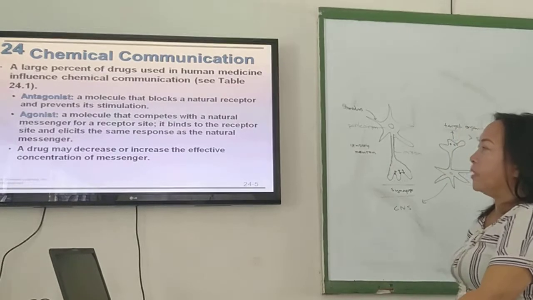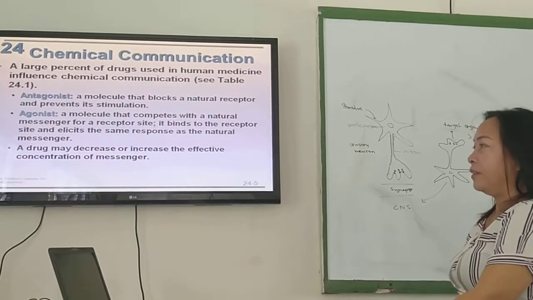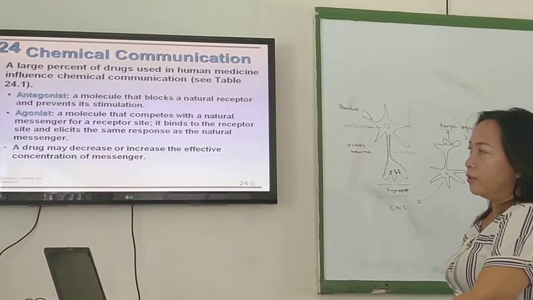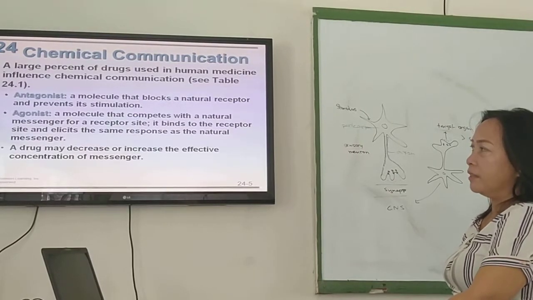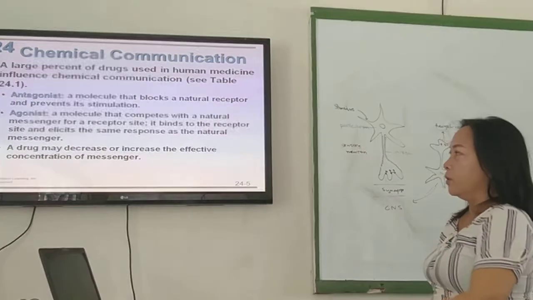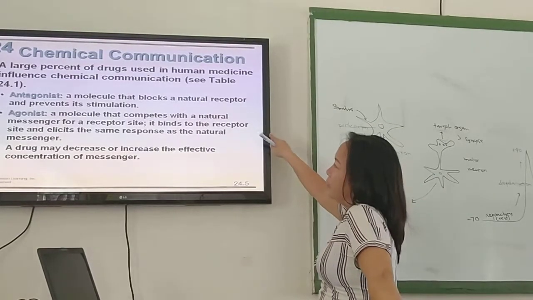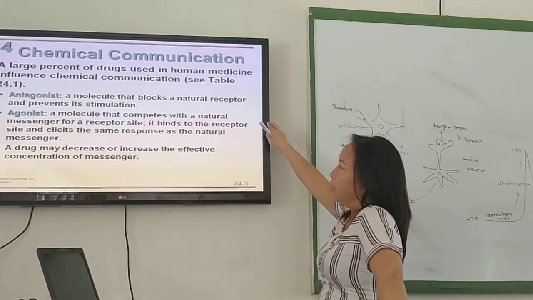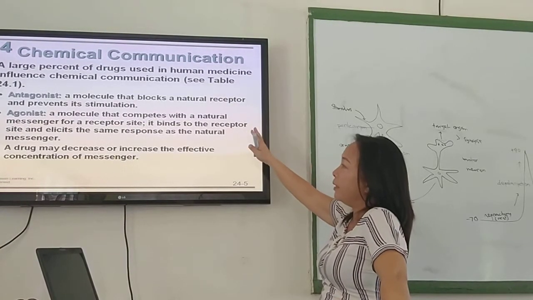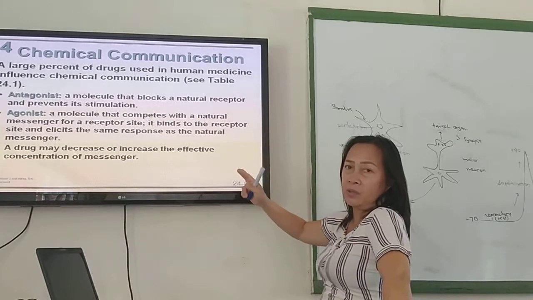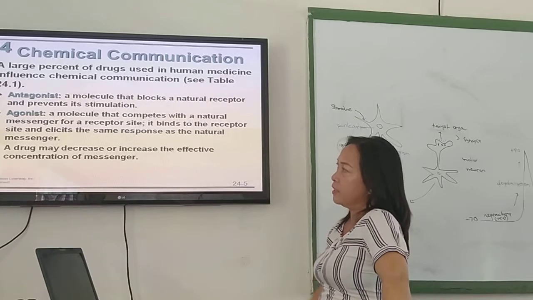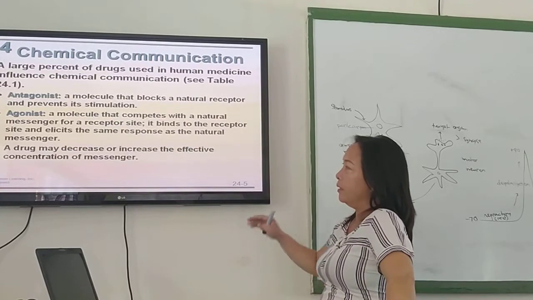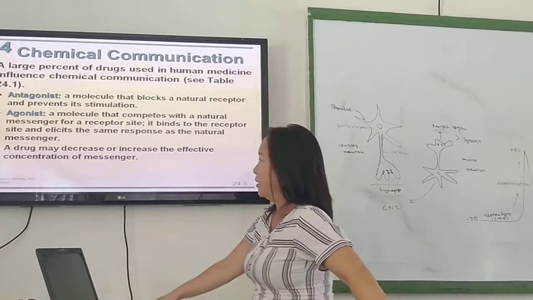Now, a drug may decrease or increase the effective concentration of the messenger. So that's the role of the drug or the medicine, its target because of this antagonist and agonist. So there are now inhibitions that will happen with the binding of this natural messenger with its receptor site through this antagonist or agonist. So there might be a decrease or maybe an increase in the effective concentration of the messenger.